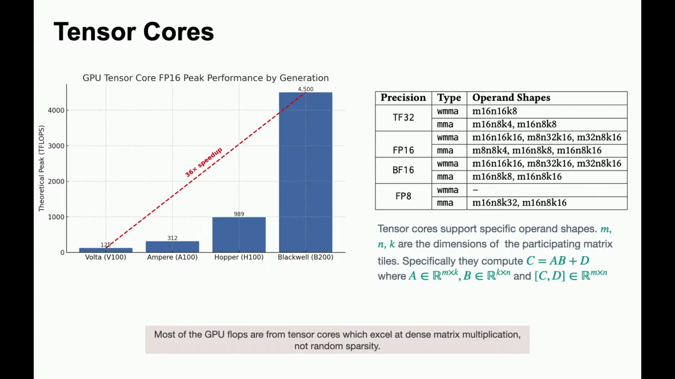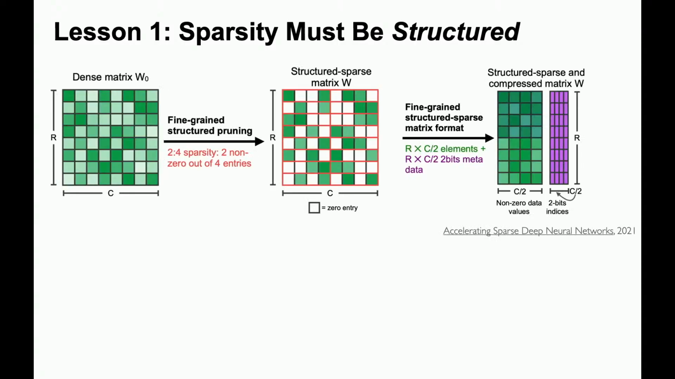So pretty small. Your data has to be in this format to be able to run on these tensor cores. They're not designed for random sparsity. So the first lesson is that sparsity must be structured to be accelerated on tensor cores. And we see this in both hardware and software.